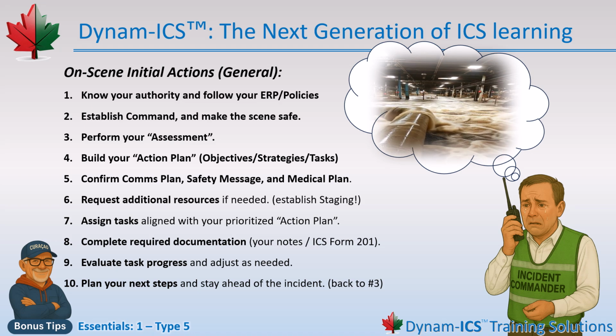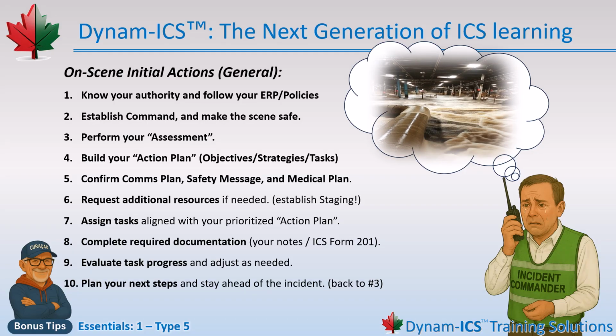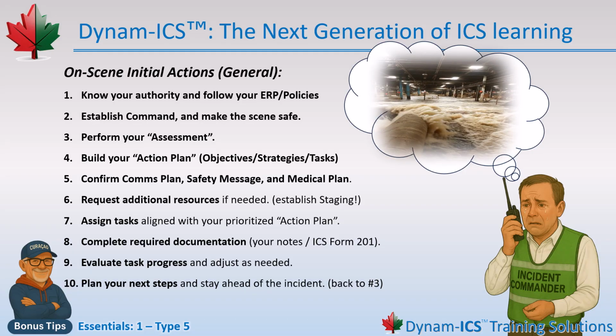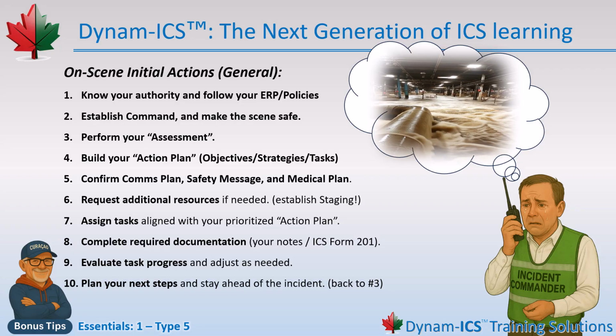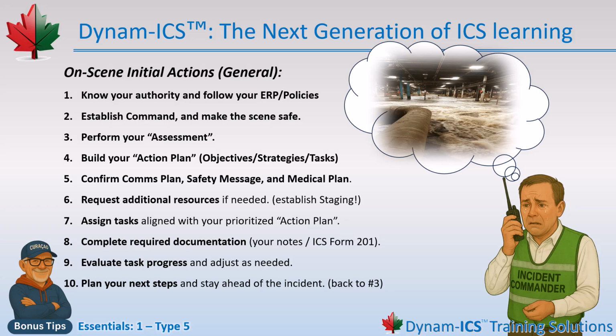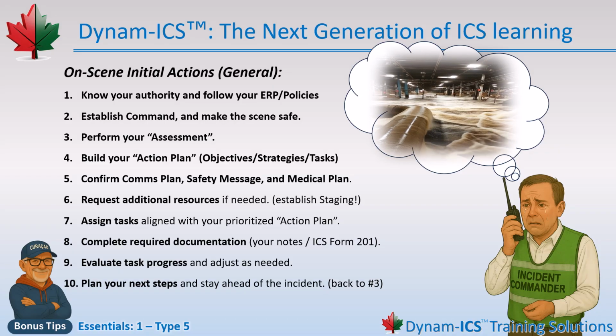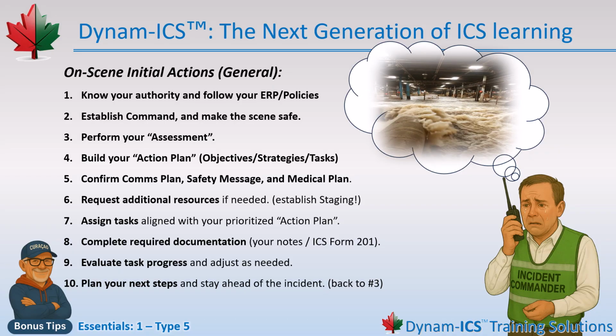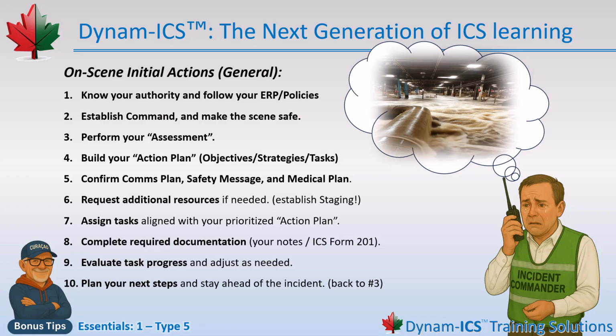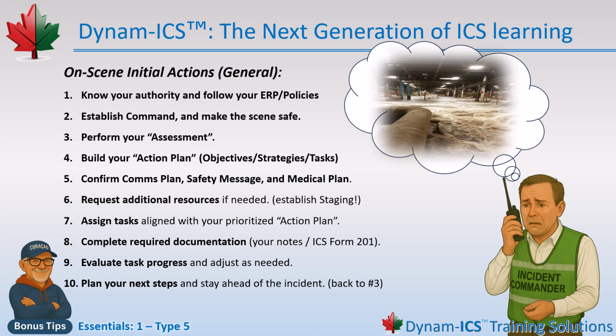Step 8. Document everything. Whether it's in a notebook, on a 201 form, or the back of a pizza box. If it's dated and signed, it's a legal record. Step 9. Evaluate progress. Don't assume things are fine just because they were fine 10 minutes ago. Continuous reassessment keeps you ahead of the incident. Step 10. Plan your next steps. ICS is a cycle, not a checklist. Loop back to step 3, reassess, adjust, and keep the operation moving forward. Follow the loop, trust the system, and stay proactive. That's how small problems stay small, and big ones never get the chance to spiral out of control.